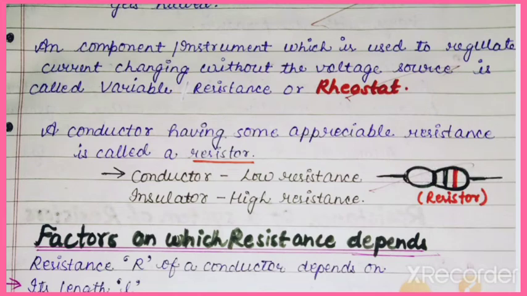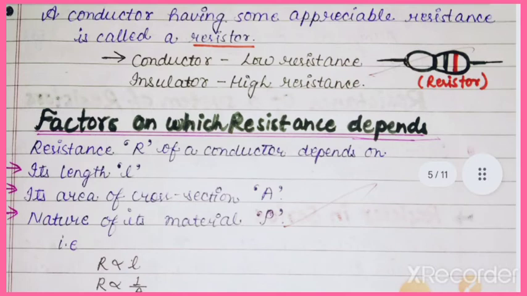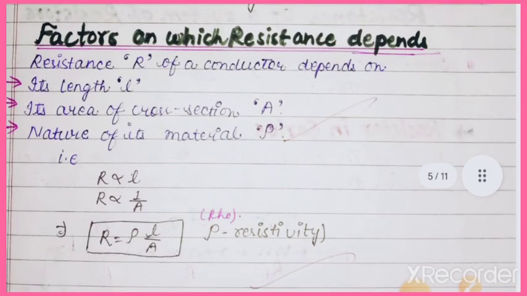Okay. Then a conductor having some appreciable resistance is called a resistor, and we have already discussed resistance. Then, factors on which resistance depends. Resistance depends upon three main factors: its length, its cross-sectional area, and the nature of its material. Okay. So first, R is directly proportional to L.